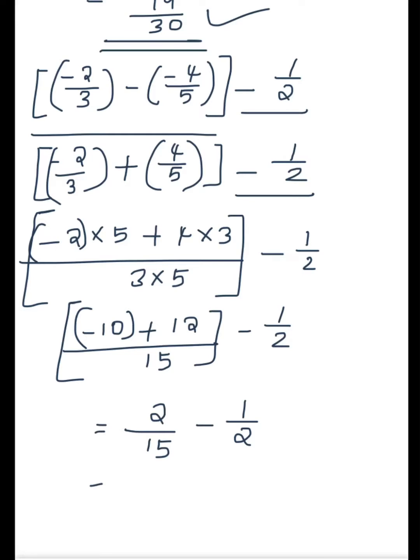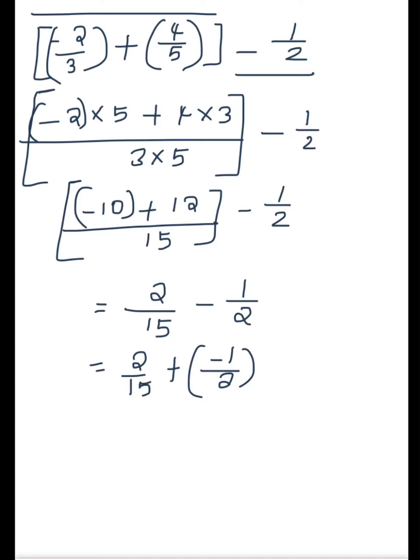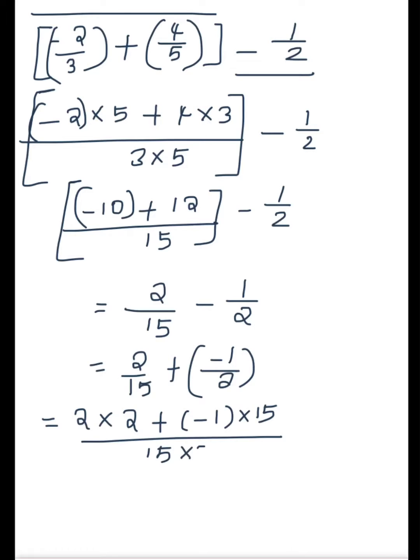So you can write this as 2 by 15 plus what is the additive inverse of 1 by 2? It's minus 1 by 2. Now let's cross multiply this. Then you will get 2 into 2 plus minus 1 into 15, divided by 15 into 2.